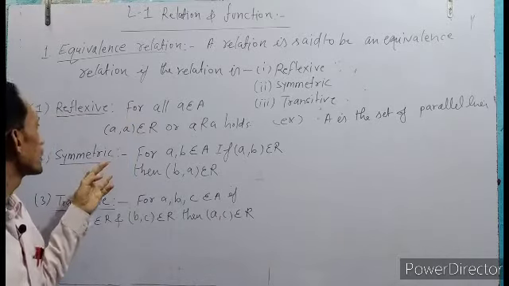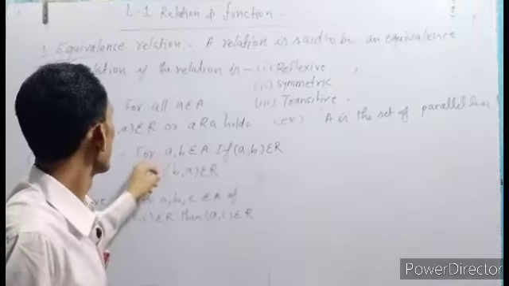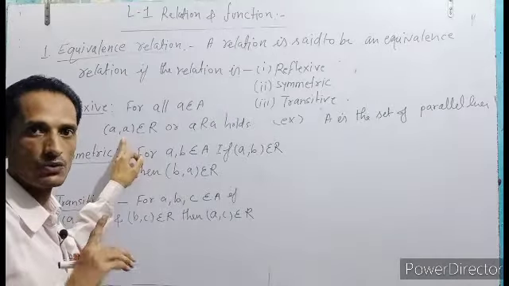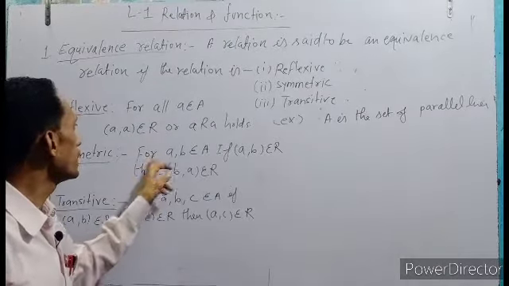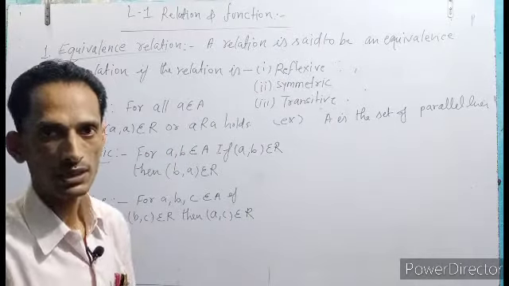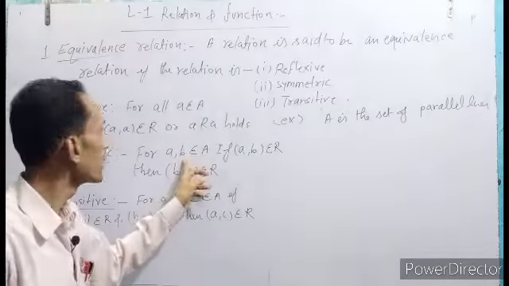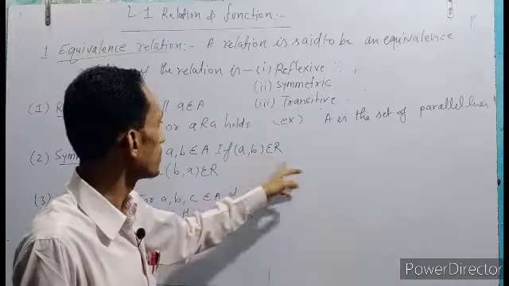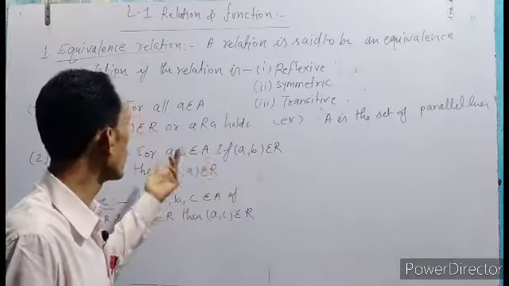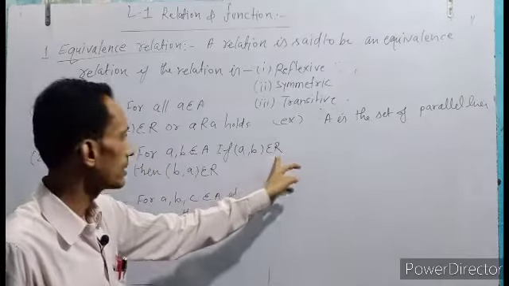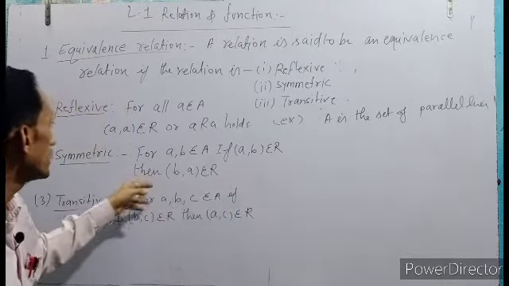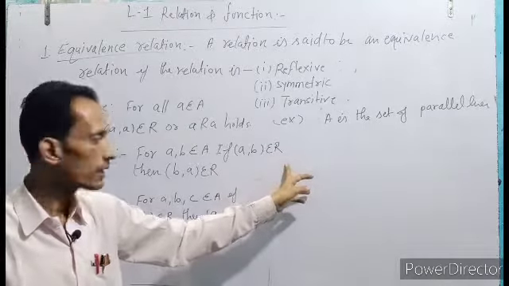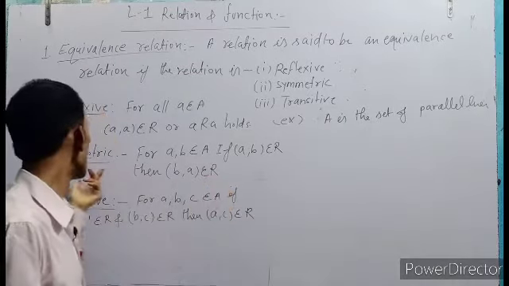Now the second one is the symmetric relation. Symmetric means, for a, b belonging to A, suppose two elements. Reflexive needs only one element, but here there are two different elements, a and b, that belong to set A. If we take two elements from set A and the condition is that (a, b) belongs to R, making the ordered pair between a and b with the help of this relation, then (b, a) also belongs to R. If (a, b) belongs to R, then (b, a) belongs to R, which means the relation is symmetric.